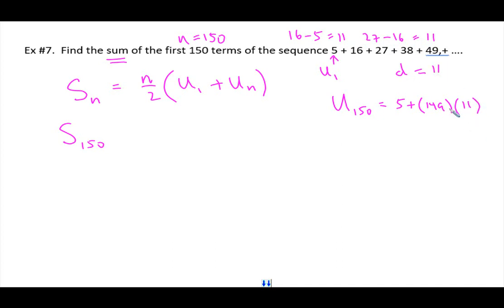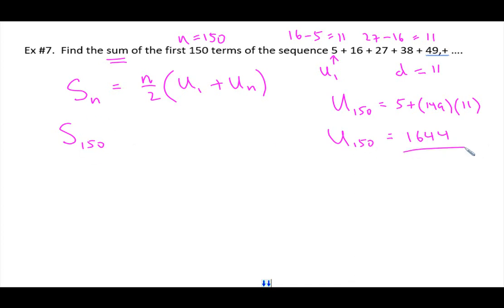Okay, so with this information, I can find the 150th term. So I have 149 times 11 plus 5. So the 150th term is 1,644. So the 150th term is 1,644.